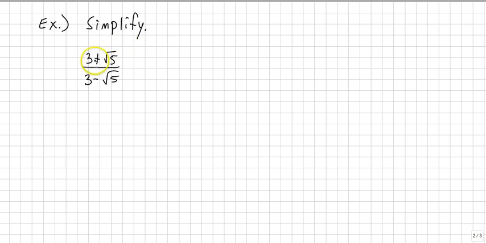So let's look at this example. I have 3 plus the square root of 5 divided by 3 minus the square root of 5. So I have a fraction, and that fraction has a square root in the denominator, which we're not allowed to have. So we have to get rid of that square root.